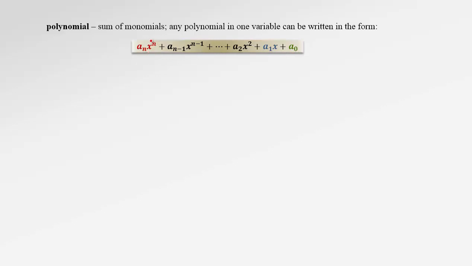So the highest exponent is n, and since we don't want to use the whole alphabet A, B, C, D, and so on, we use a, but with subindexes 0, 1, 2, until n, just to distinguish between the coefficients. And notice that this subindex for a corresponds to the exponent of the variable. So we know that a_n is the coefficient of the nth power of x. a_2 is the coefficient of the second power of x, and so on.